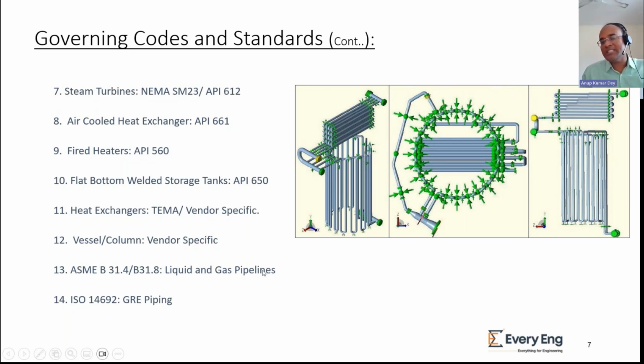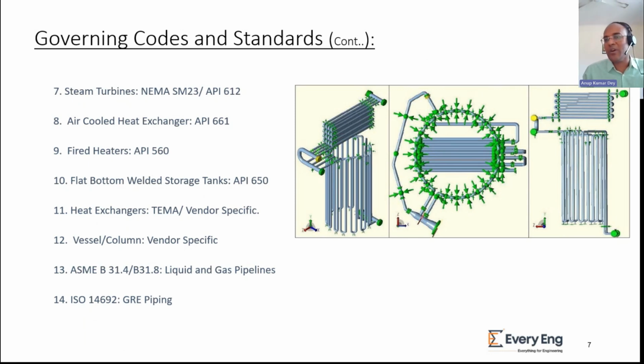Then if you are designing a pipeline, if it is a liquid pipeline, then it is based on ASME B31.4, and if it is a gas pipeline, then the design will be based on ASME B31.8. If your piping is GRE or FRP piping, then the design code will be ISO 14692. So these are some of the codes and standards that we use during our stress analysis process.